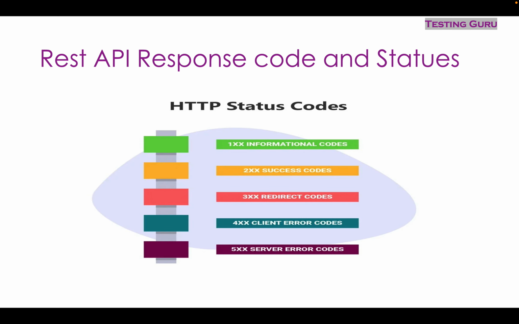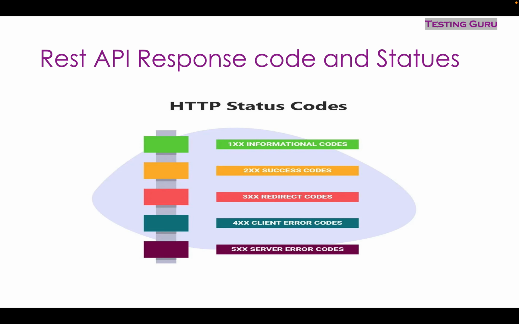And we need to learn more about the REST API response codes. There are different kinds of status codes we get. For example, codes that start with 1, like 100 or 101, are called information codes. If the response code starts with 2, or the 200 series, those are called success codes. And if the response code starts with 3, or the 300 series, those are called redirect codes.